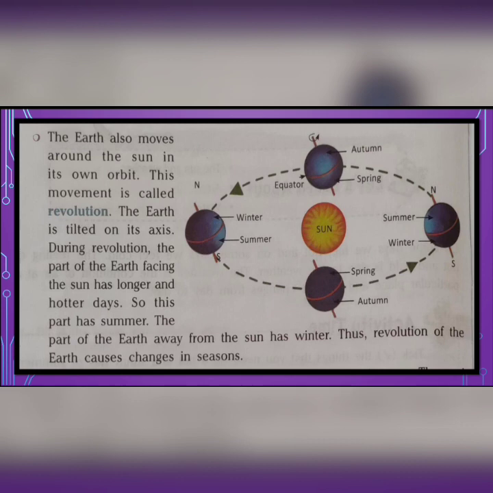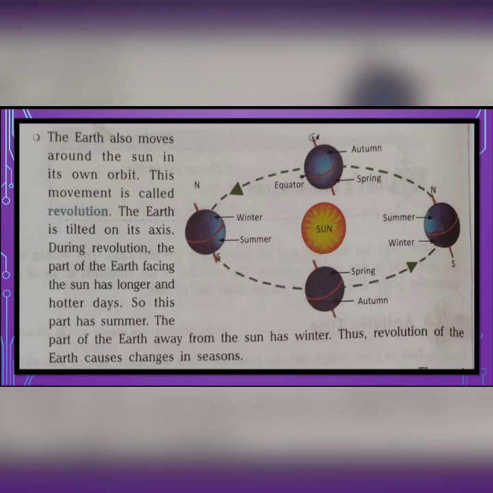Our earth also moves around the sun in its own orbit. Orbit means this pathway. See, this oval shape, this pathway, it is called orbit, right? Earth not only moves on its axis, but along with that, it also moves around the sun. This movement is called revolution.